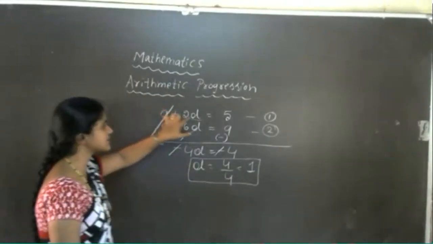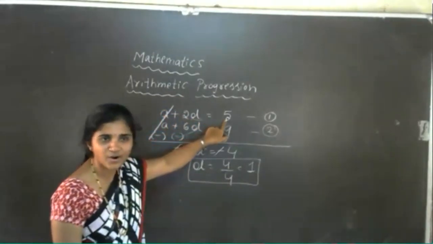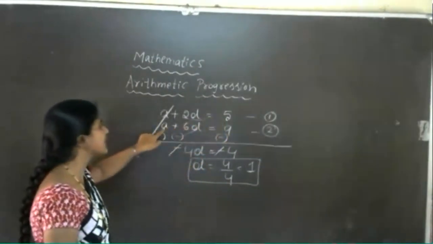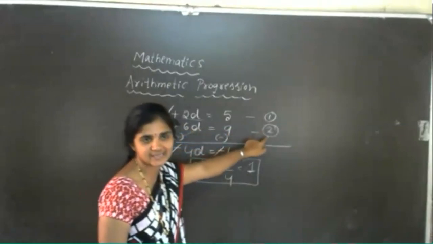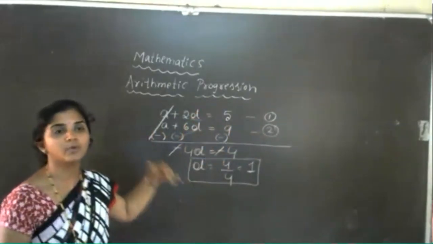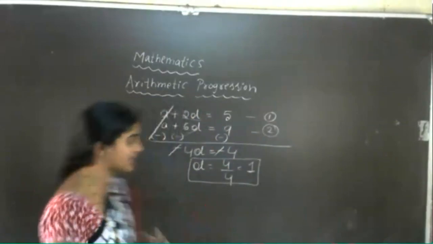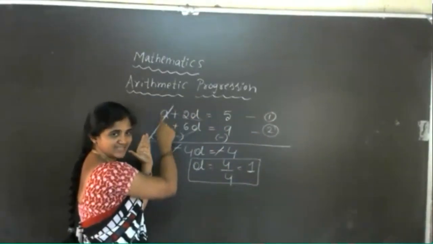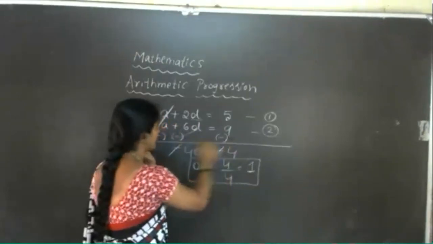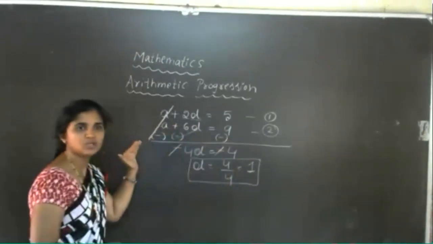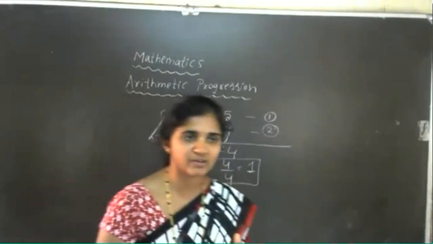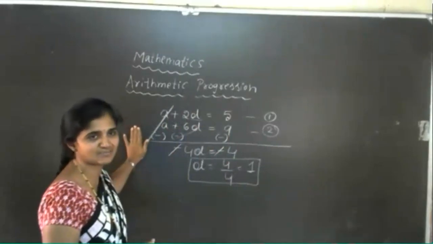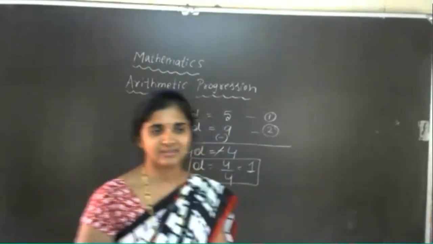Look at this, students. a plus 2d is equal to 5. This is according to the first condition. Call this equation number 1. Then a plus 6d is equal to 9. This is the second equation. How to solve this pair of linear equations in two variables? If plus a, both are having the same sign, then only we have to apply the sign change rule. When you study the pair of linear equations in two variables, again we will work out this elimination method. This method is called the elimination method.